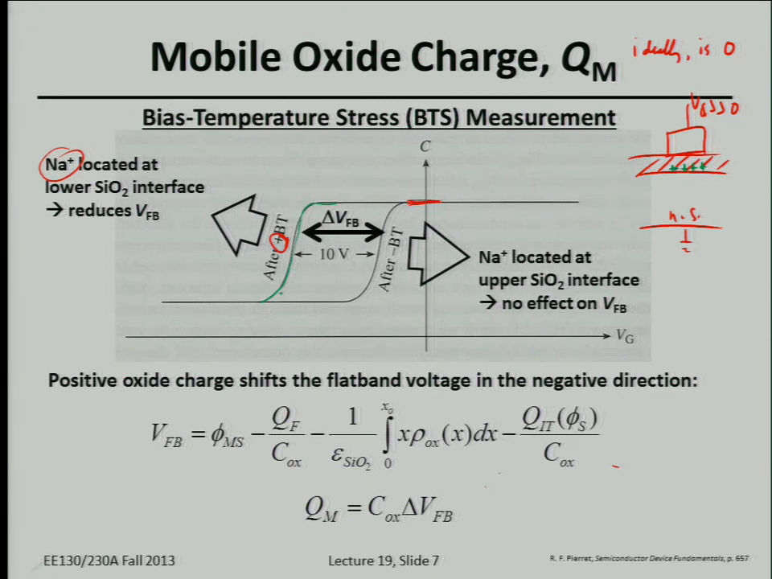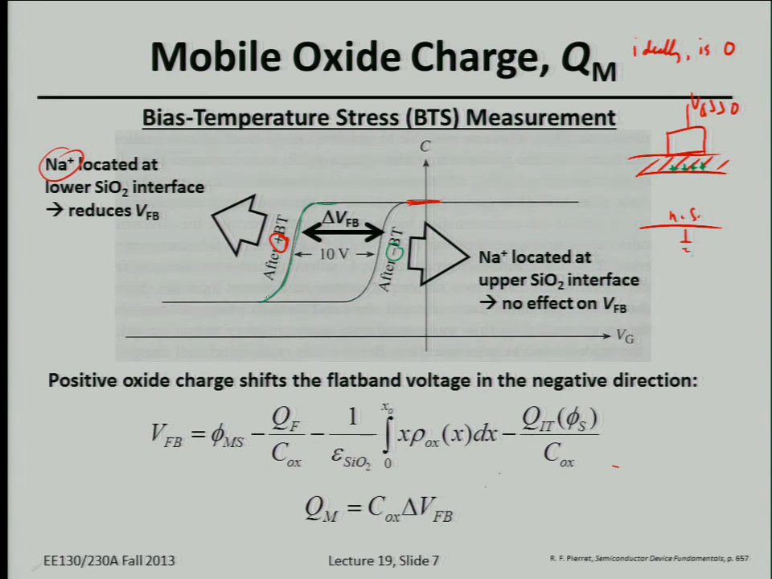Okay, so next, what they do is take a CV measurement after a positive gate voltage on the MOS capacitor and heating it up. They take a CV measurement. Then they take it out of the measurement station, heat it up again, but then apply a negative voltage to the gate. If you apply a negative voltage to the gate, the charges will move up, as far away as possible from the silicon.